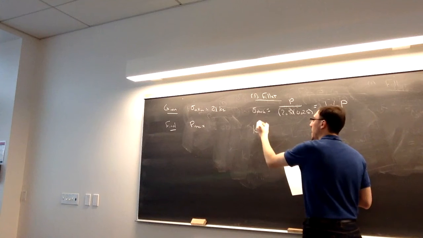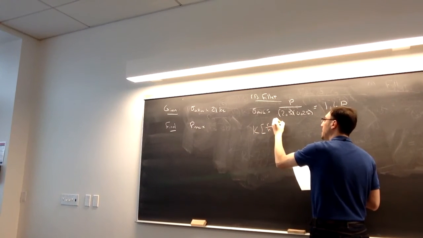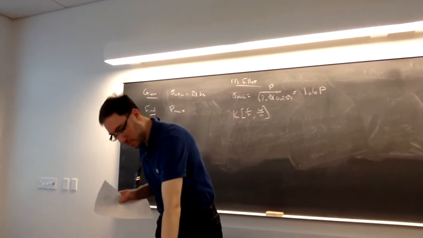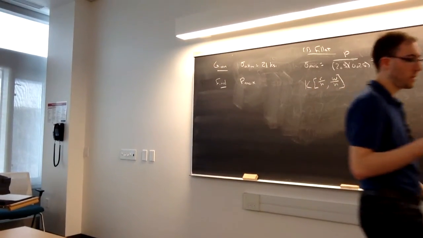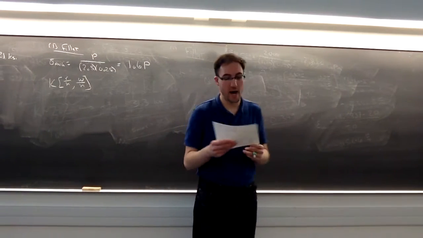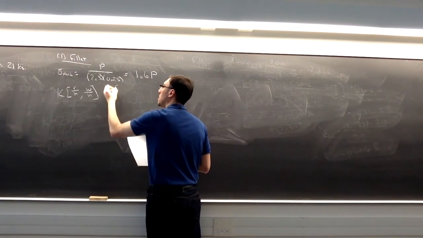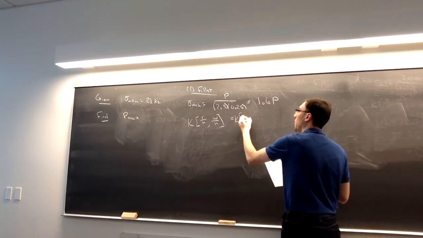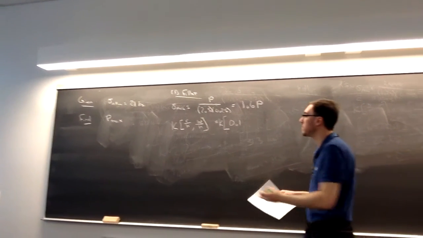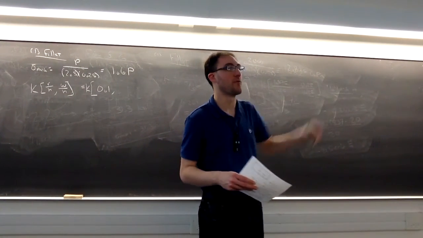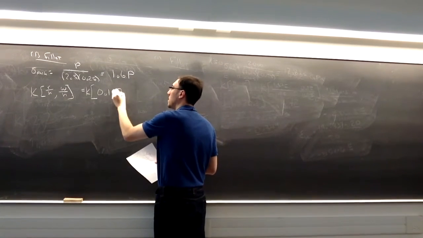Okay, to find the value of K, we need to find R over H and W over H. R, the radius of the fillet, is again 0.25 inches, and the value of H is 2.5 inches. So if I divide those, the first value is 0.1. That's the R over H value. And W over H is going to be 5 inches over 2.5 inches, or 2.